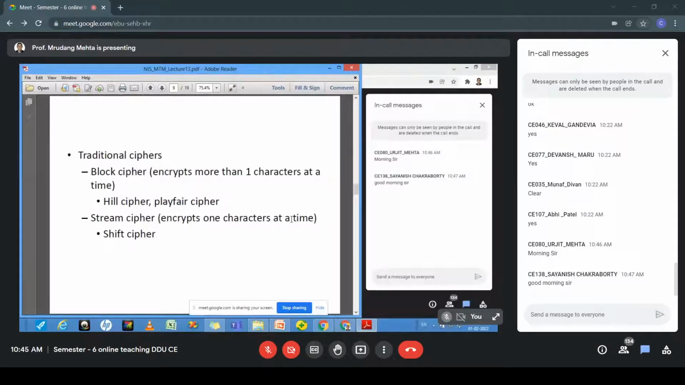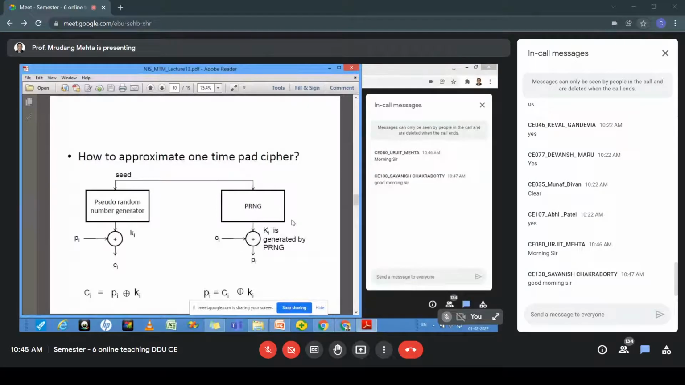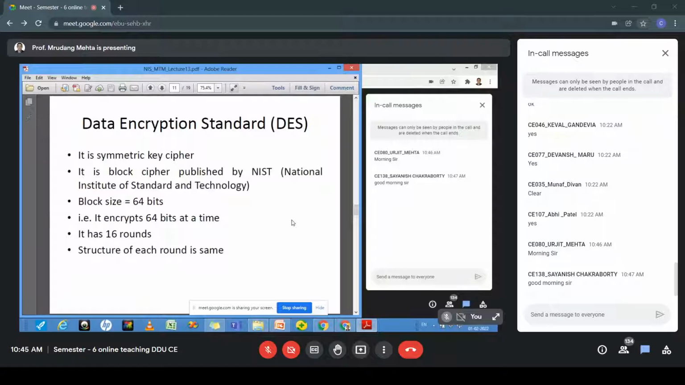And then we saw that the traditional ciphers are block and stream ciphers, and how to approximate the one-time pad cipher. That was also another topic which I discussed. And then I discussed the data encryption standard.